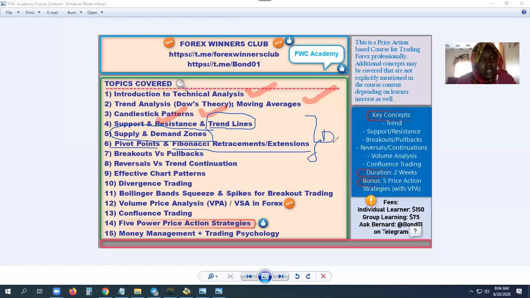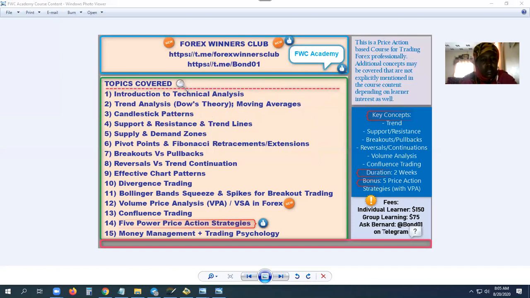Did we finish on support and resistance? Yes, and in the process of explaining the rest of the things, I'll be able to explain some things about support and resistance. In fact, trend lines are also support and resistance. Supply and demand zones are support and resistance. Pivot points are support and resistance. Fibonacci are support and resistance. So when we head over to the charts, I'll be able to show you what these things are.